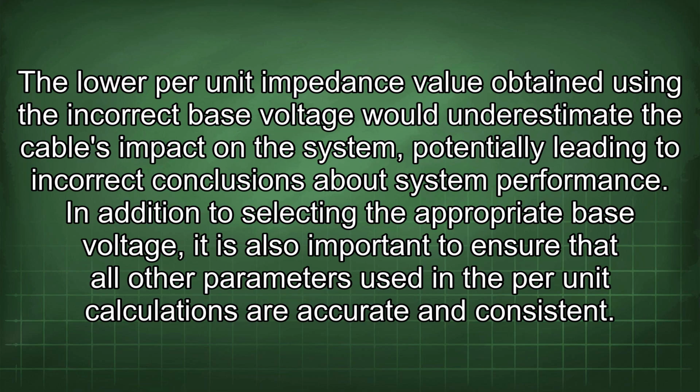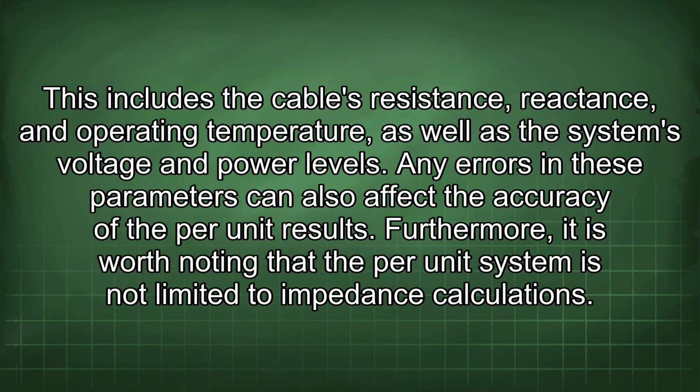In addition to selecting the appropriate base voltage, it is also important to ensure that all other parameters used in the per unit calculations are accurate and consistent. This includes the cable's resistance, reactance, and operating temperature, as well as the system's voltage and power levels. Any errors in these parameters can also affect the accuracy of the per unit results.